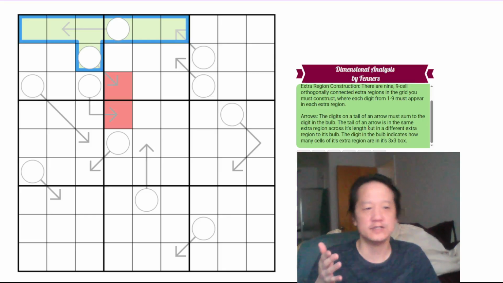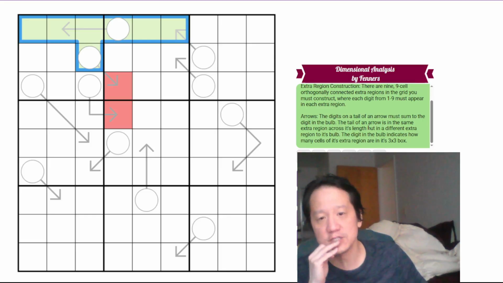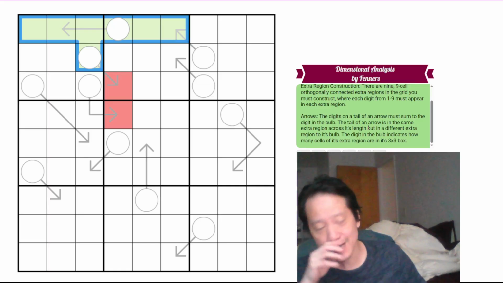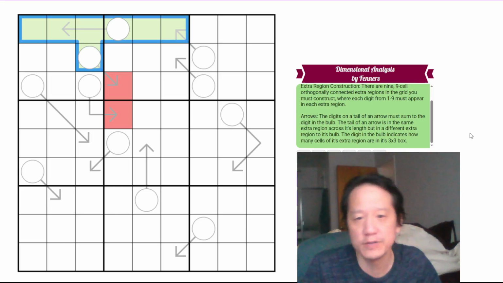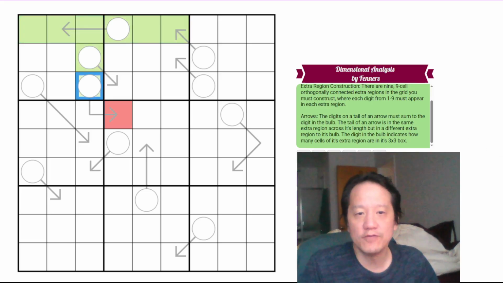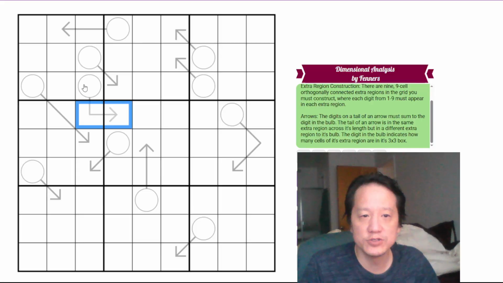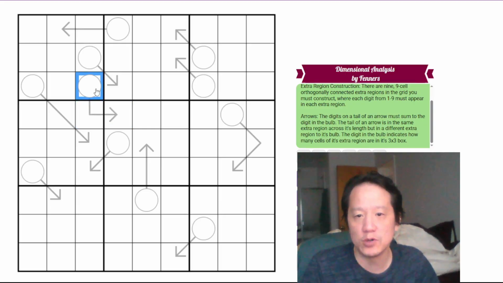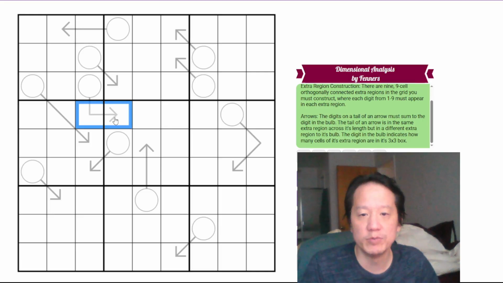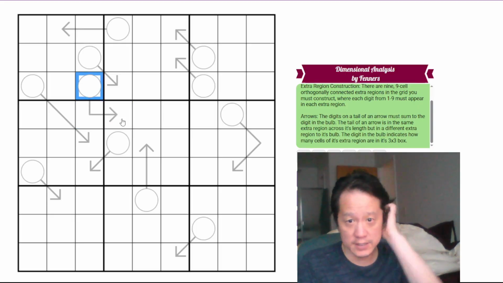Basically, think of it as a chaos construction rule set, but on top of a normal Sudoku grid. We also have arrows, where digits on a tail of an arrow must sum to the digit in the bulb. And the tail of an arrow is in the same extra region across its length, but in a different region to its bulb. And the digit in the bulb indicates how many cells of its extra region are in its 3x3 box. Okay, so let's take this into detail.